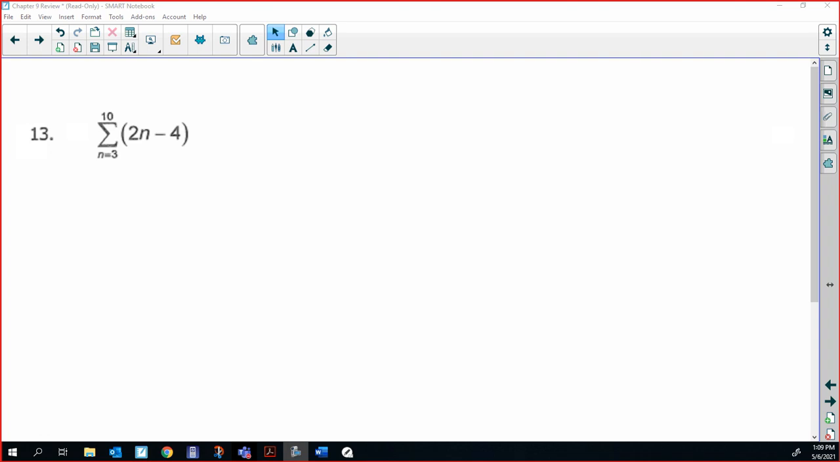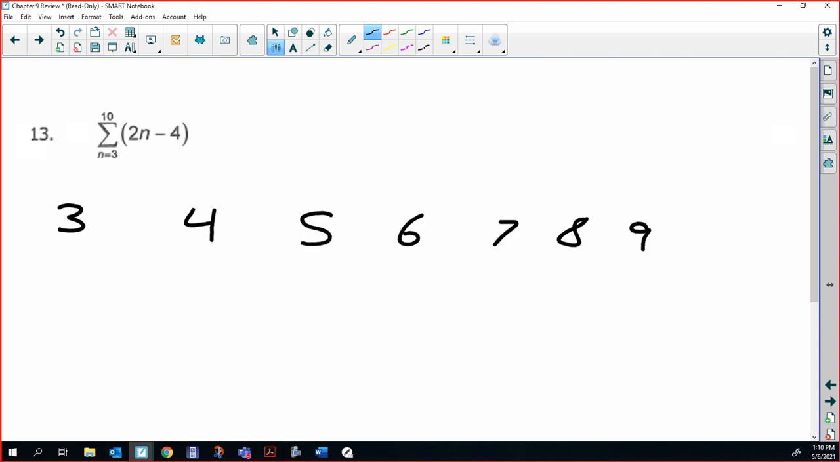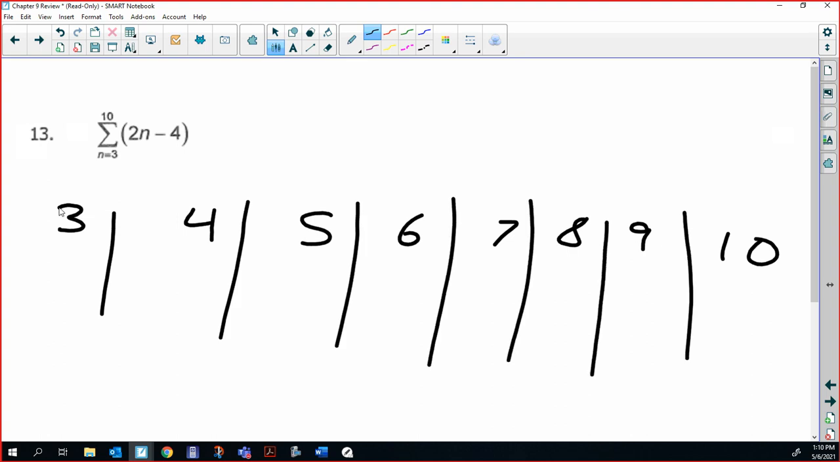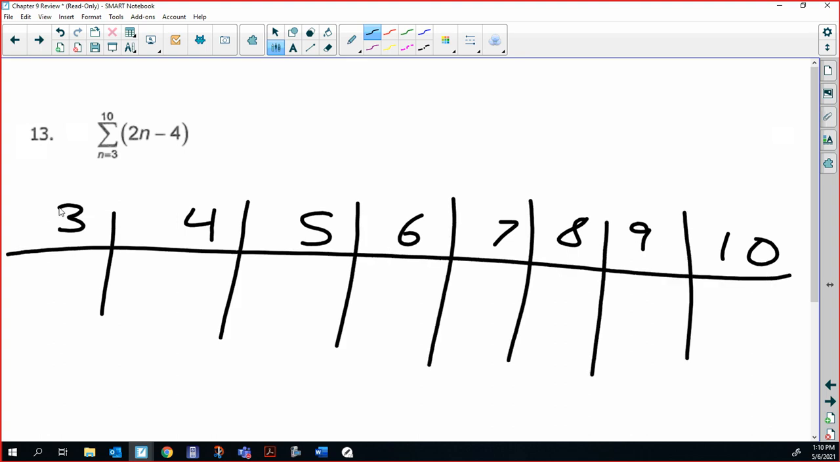All right, so in general, the idea with these sigma, you start at the bottom number, you keep plugging in until you reach the top number. So we're plugging in 3, we're plugging in 4, and 5, and 6, and 7, and 8, and 9, and 10. You start with the bottom number, end with the top number. Those are the numbers we're plugging in. You plug them into the formula, 2n minus 4, and then you're going to add them all up.